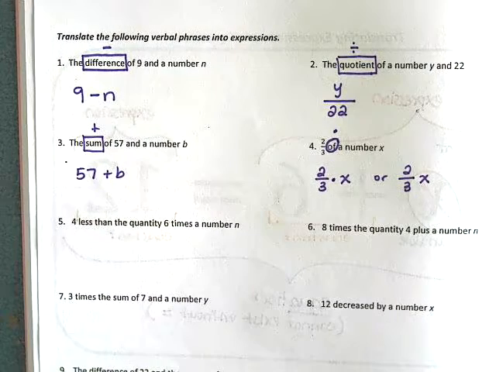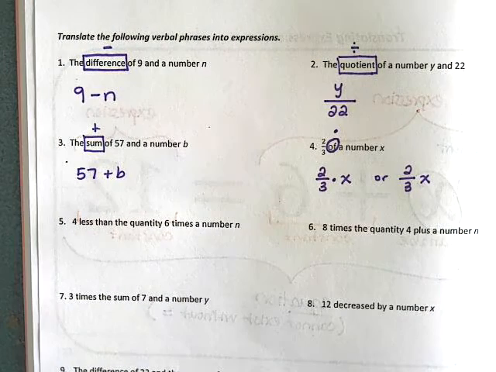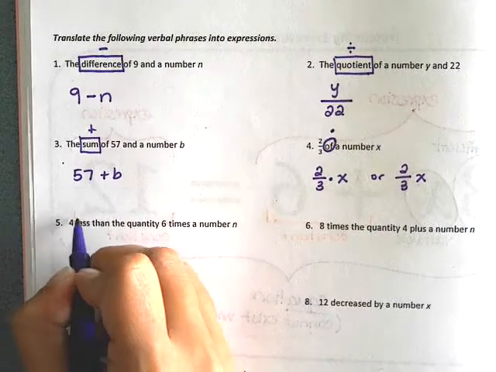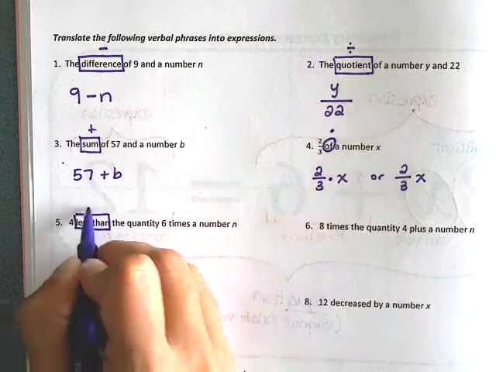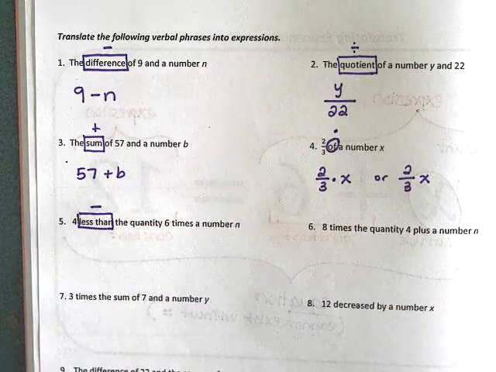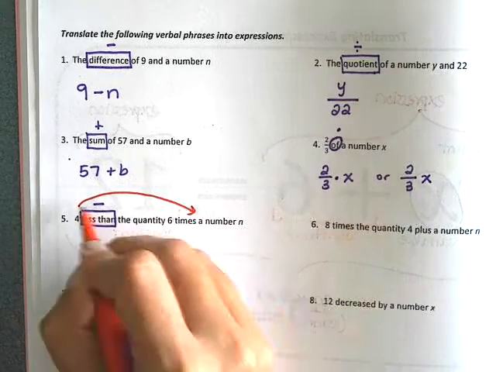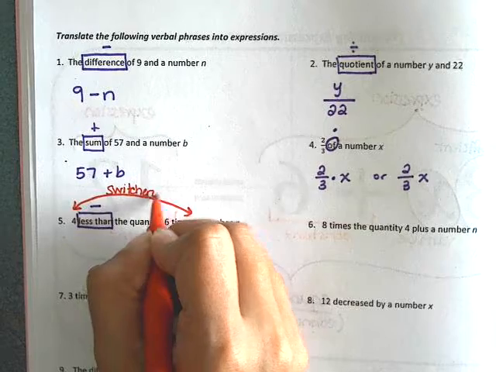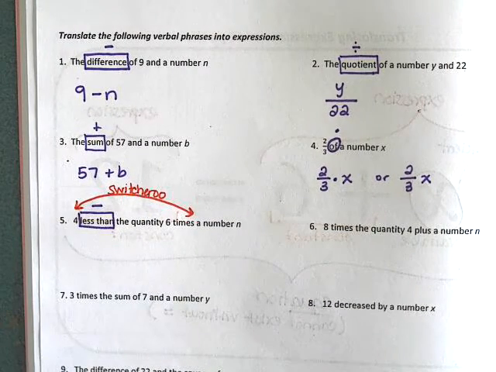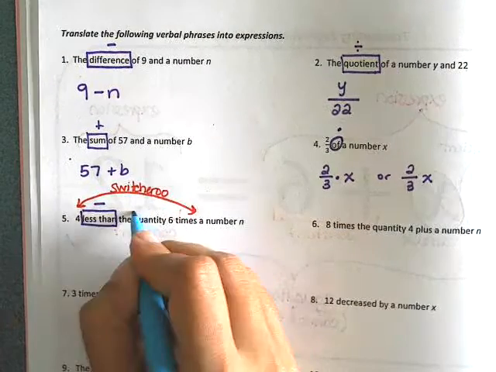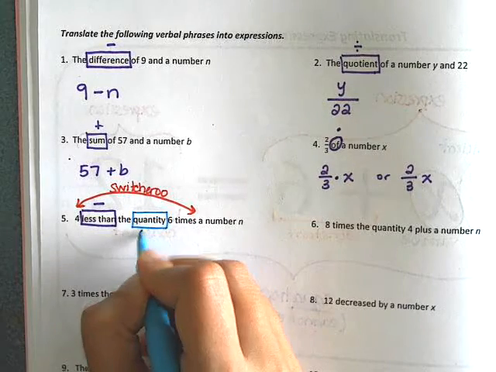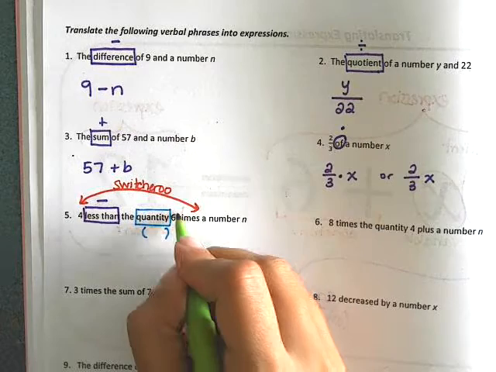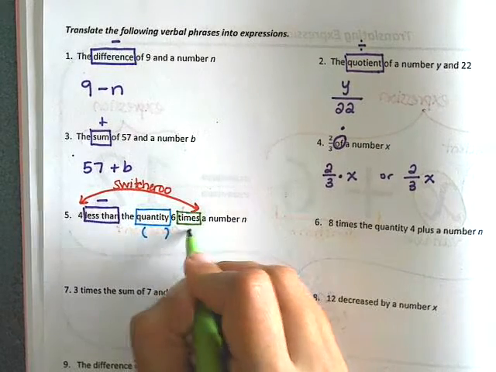Now let's make it a little bit more complicated. We're going to have a couple words here that we haven't necessarily talked about, but that do come up pretty often. It says 4 less than. I know that less than means subtraction. It also means switcheroo. So I like to draw in an arrow really quick. The word quantity means put a parentheses around what comes next. 6 times, the word times means multiplication, a number n.